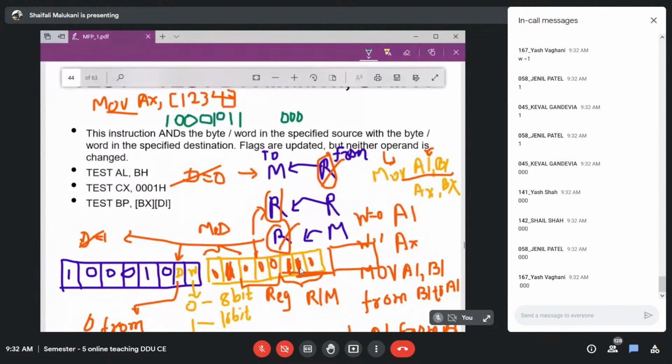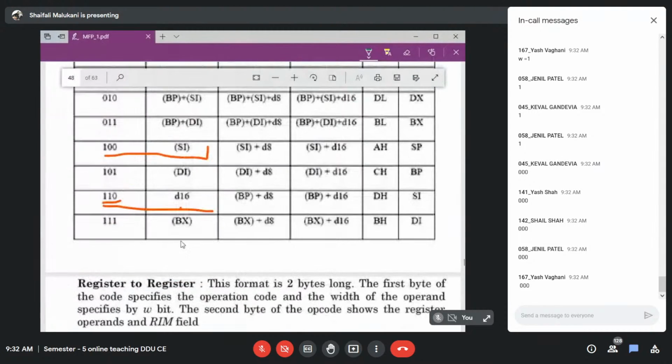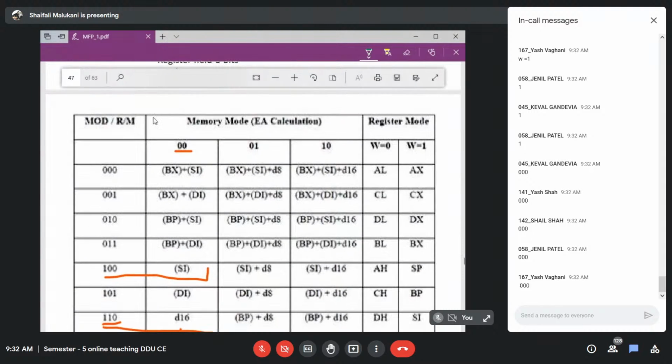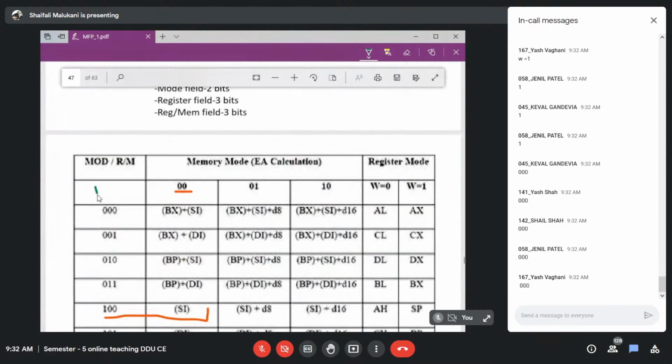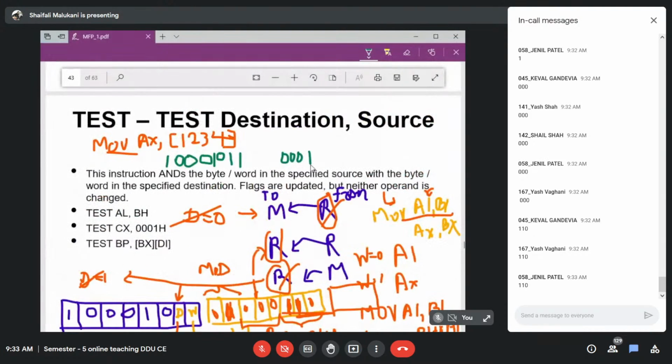What about these bits? This is mode and this is R/M. So what is it? Direct displacement is to be specified, a displacement of 16-bit. So what is my mode value? 00. What about my R/M value? This is mode, and this is R/M value. R/M will be 110 and mode will be 00. So we have specified that it is a 16-bit operation, it is a move instruction, and it will have direct address.